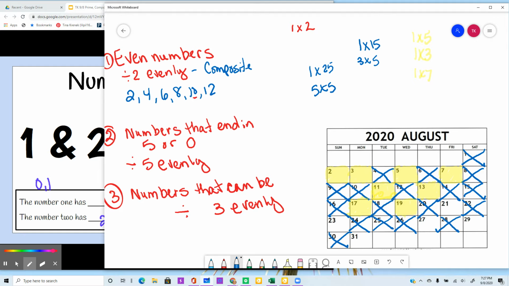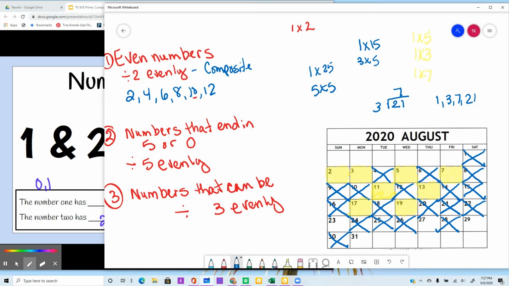So let's look at 21. Is 21 prime or composite? Well, it's an odd number, so I know it can't be divided by 2. Can I divide 21 by 3? If you look at your multiplication table, you'll see that 3 times 7 is 21. So that makes it composite. That gives me another set of factors. So it's 1, 3, 7, and 21.